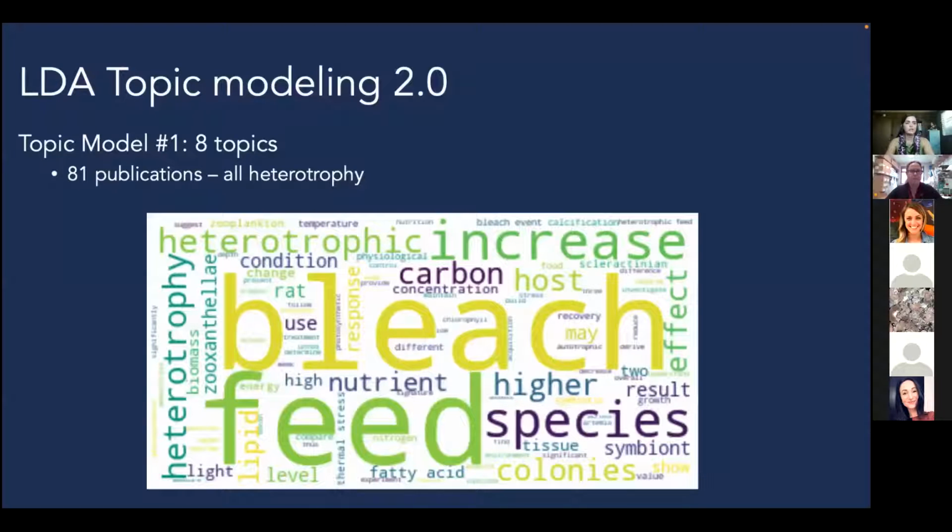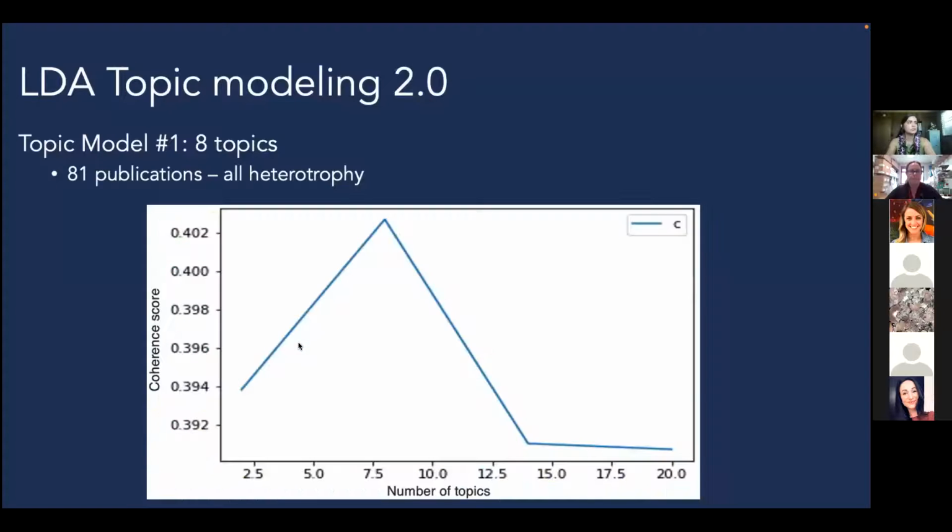Generated a new word cloud. Here we can see the word feed was important. It's now one of the biggest words here. Still bleach. And when I applied these coherence measures, this is what I used.